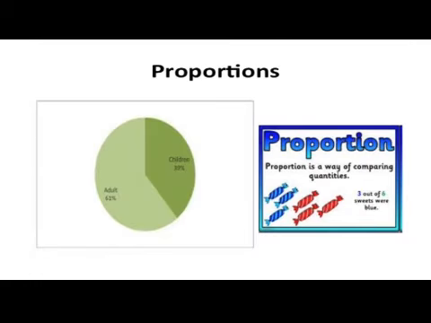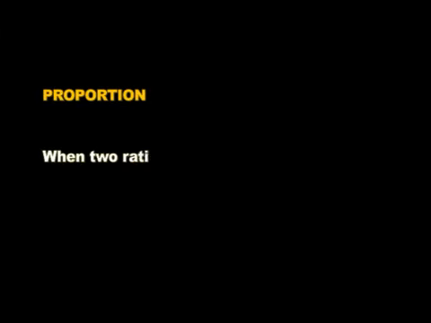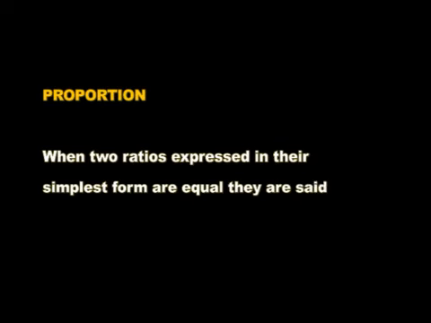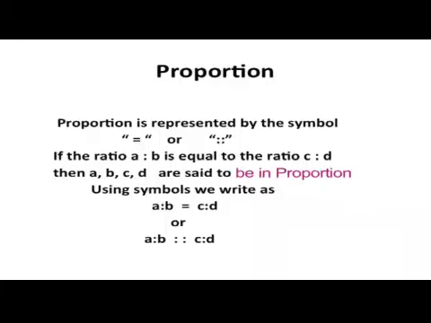Now, let us discuss proportion. When two ratios expressed in their simplest form are equal, they are said to be in proportion. Proportion is represented by the symbol equal to or the proportion symbol. If the ratio A is to B is equal to the ratio C is to D, then A, B, C, D are said to be in proportion.